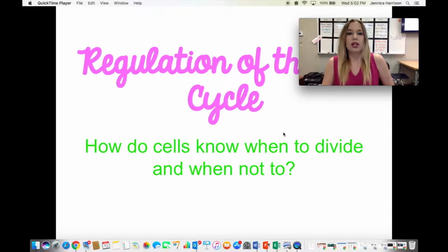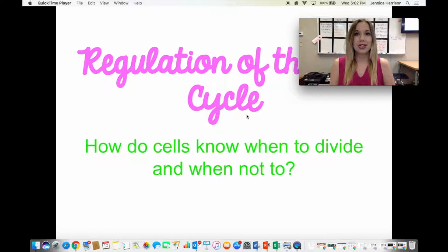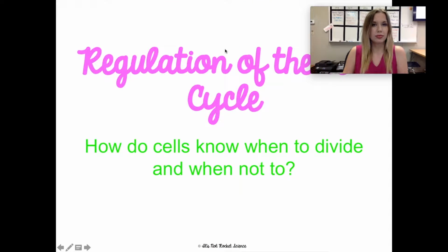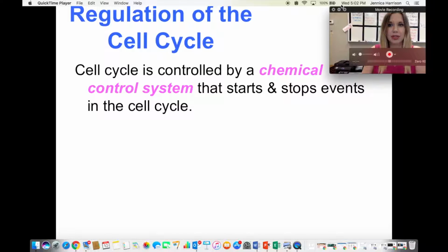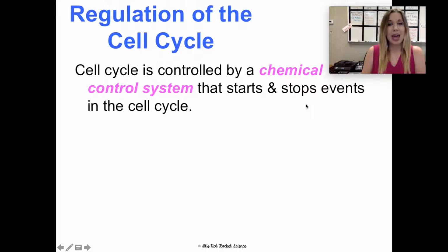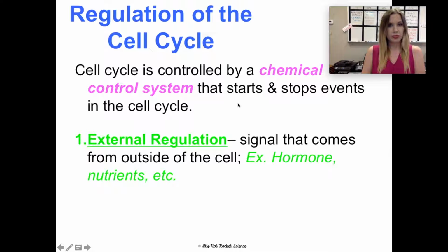Okay. So we've talked about how cells know when to differentiate or not. Now let's talk about how cells know when to divide. The cell cycle is controlled by a chemical control system that starts and stops events in the cell cycle, okay? And there are two areas that the cell cycle can be regulated from.